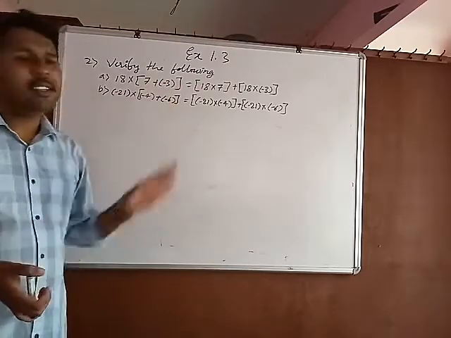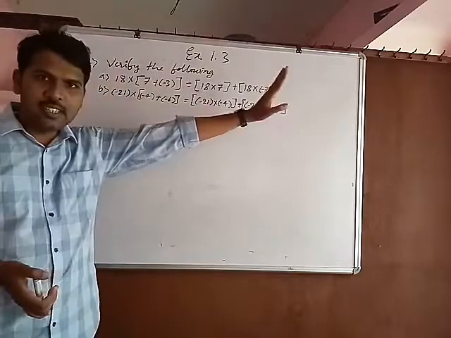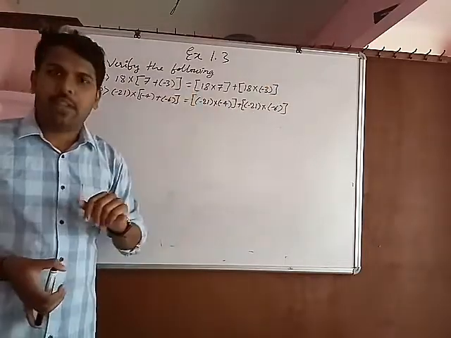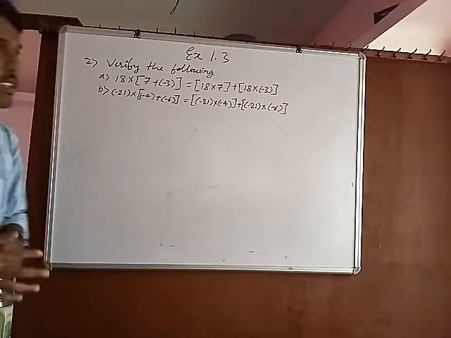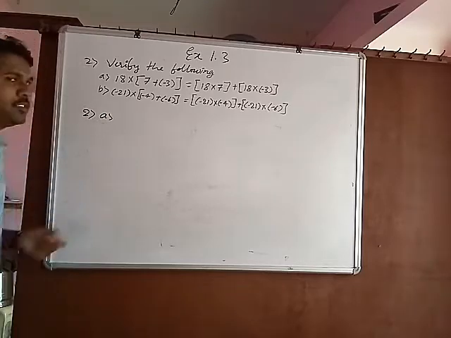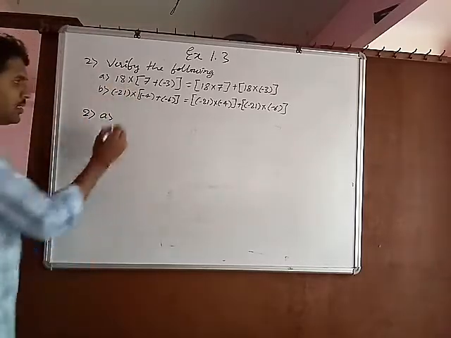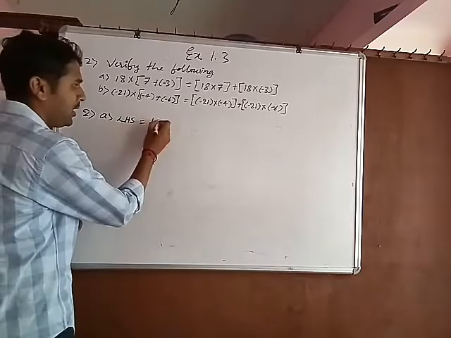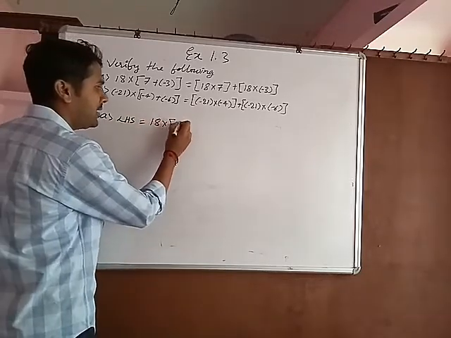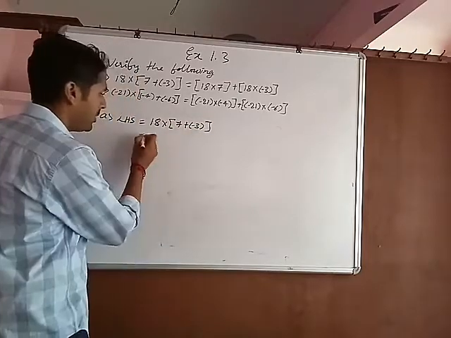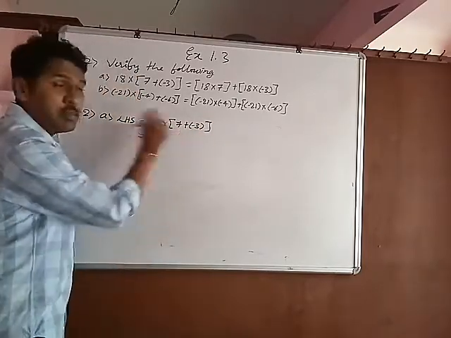How to verify? Just solve LHS and RHS. If you get LHS equal to RHS, that means the equation is verified. So take the first one. First take the LHS part. So LHS equals 18 into bracket 7 plus minus 3. So solve this one. First solve the bracket.